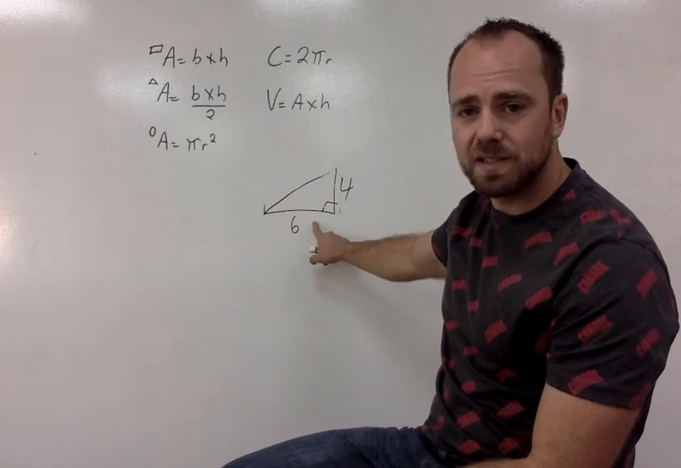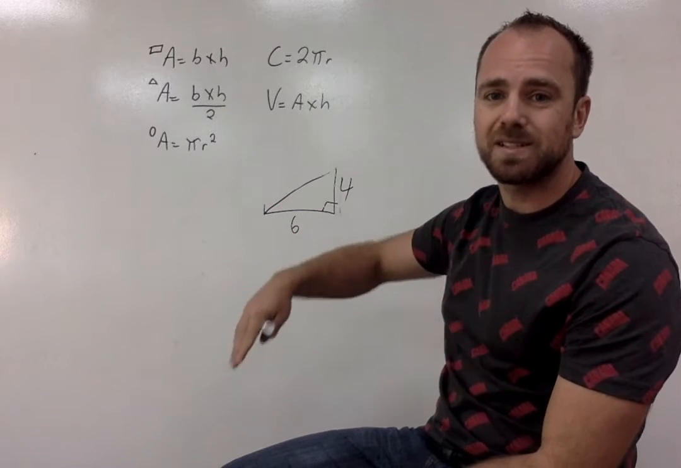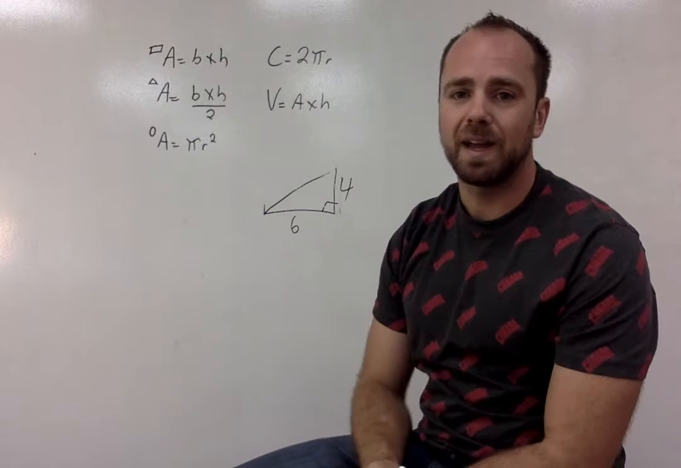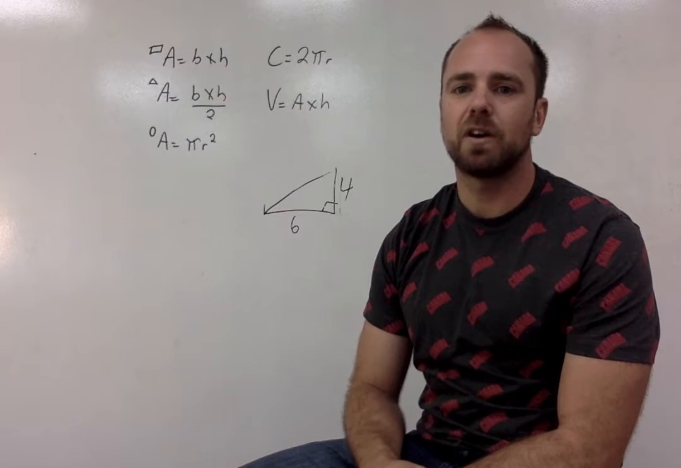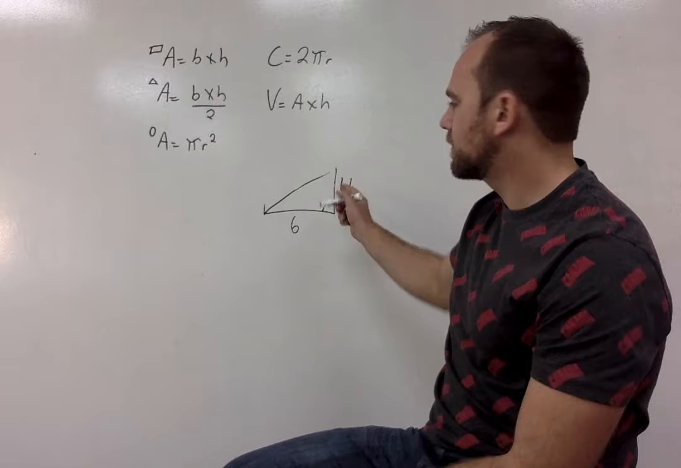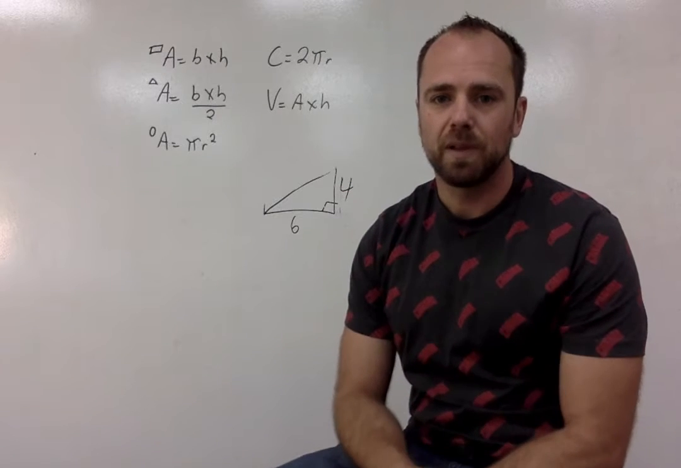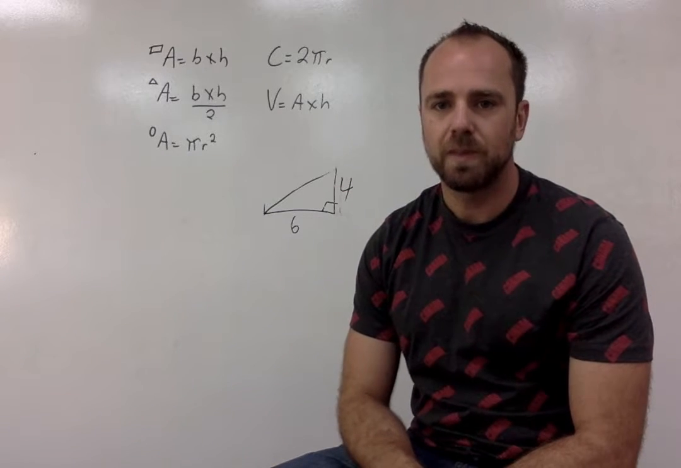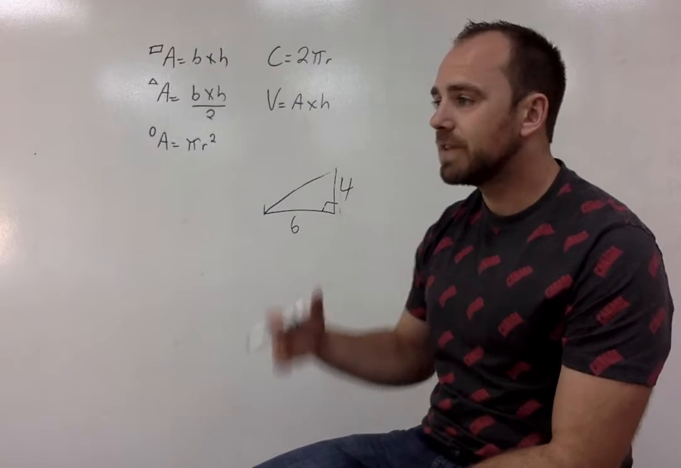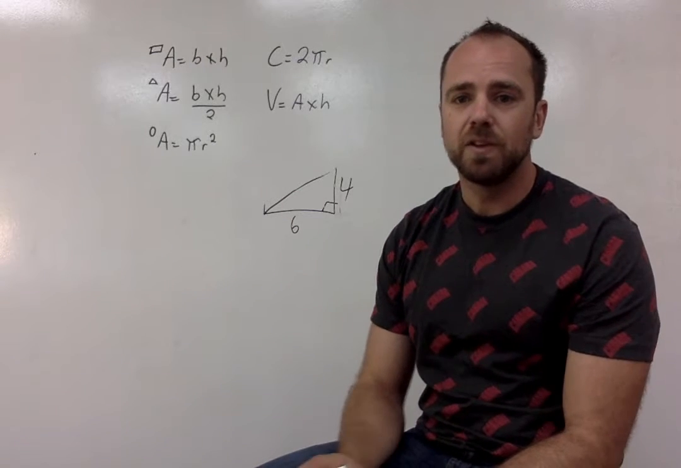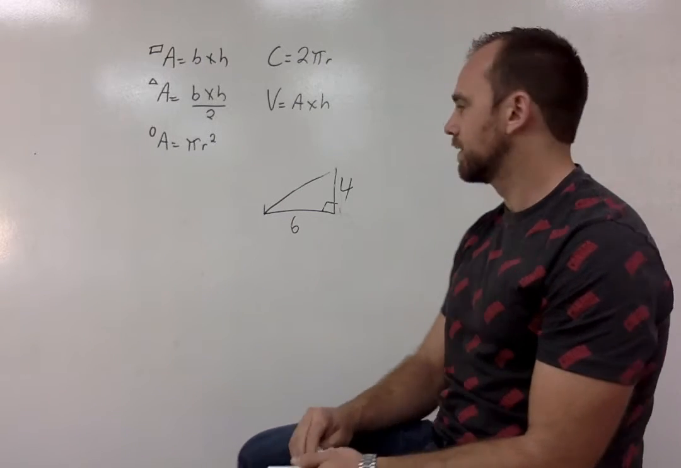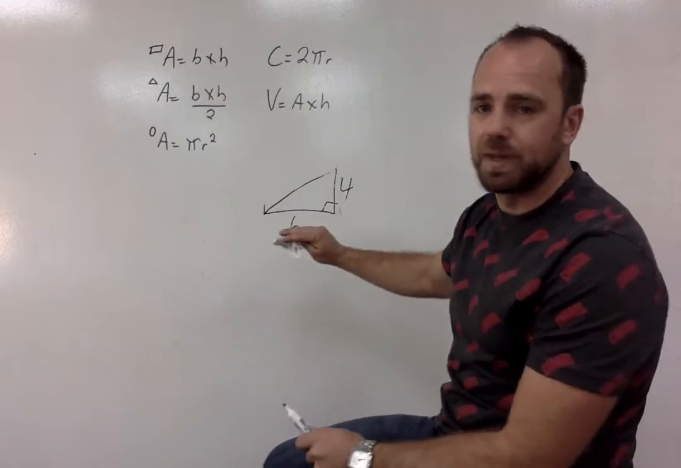So we have 6 and we have 4. So we're going to go 6 times 4 divided by 2 for the area of our triangle. So 6 times 4 is 24. 24 divided by 2 is 12. So the area of this triangle is going to be 12 centimeters squared, or meters squared, whatever the units are.